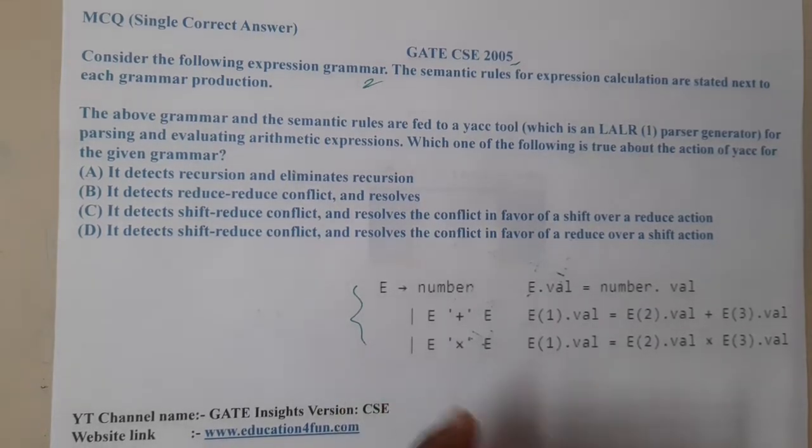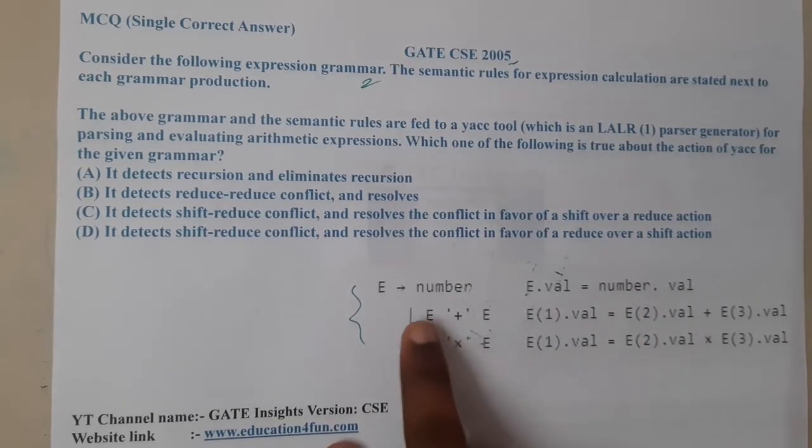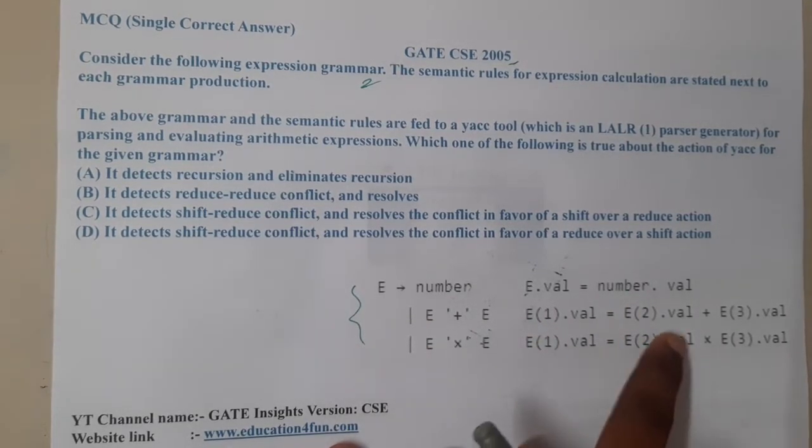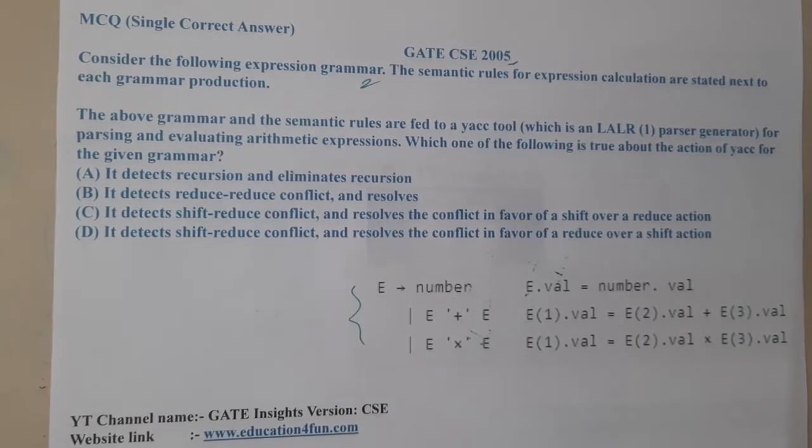So what exactly is happening here, guys? E can be a number, and E is equal to E plus E, so we are doing addition, and here we are doing multiplication. I understood some logic here. Now option A says that it detects a recursion and eliminates recursion.